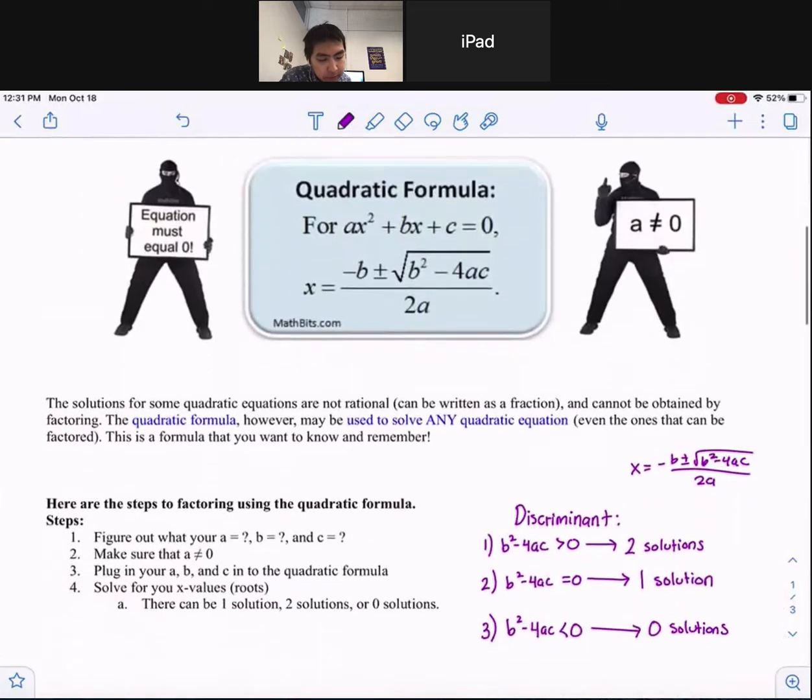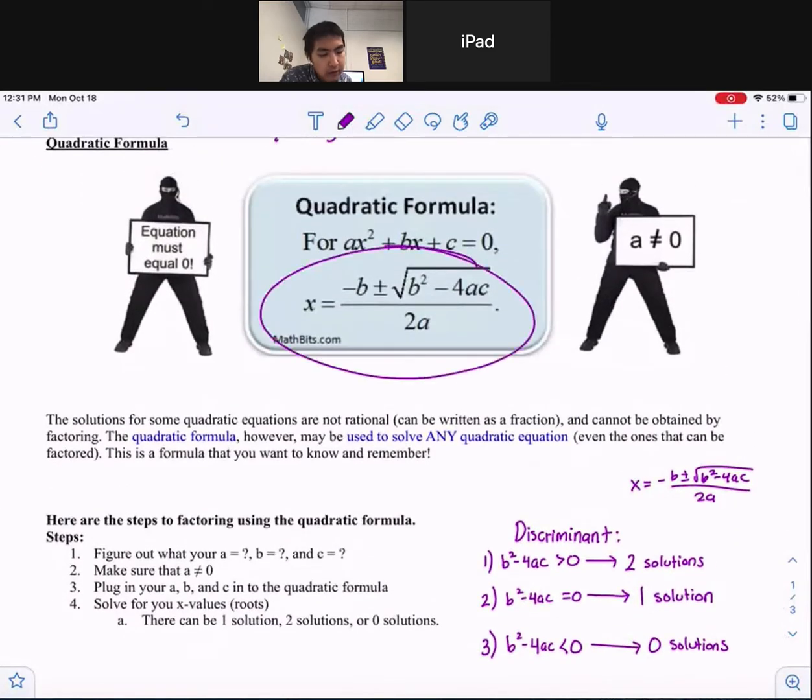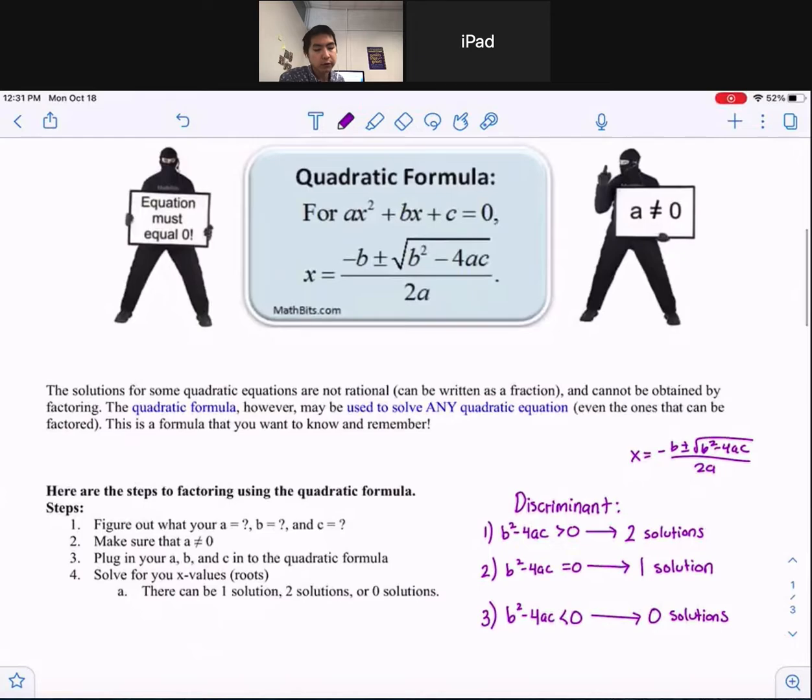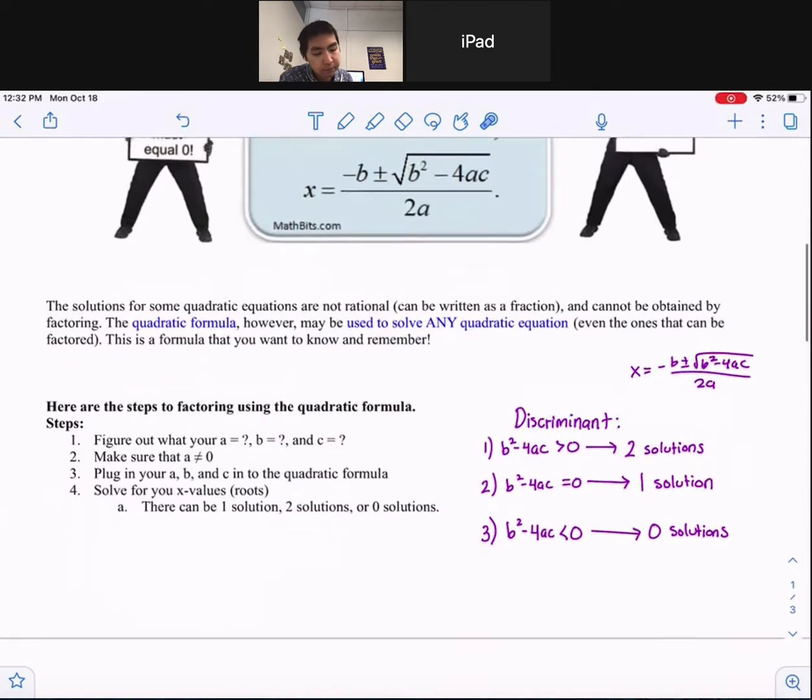So, there's our lovely formula. x equals negative b plus or minus the square root of b squared minus 4ac, all divided by 2a. So, solutions for some quadratic equations are not rational, cannot be written as a fraction, and cannot be obtained by factoring. Thus, you have to use the quadratic formula, which may be used to solve any quadratic equation, even ones that can be factored or not. This is a formula that you want to know and remember.